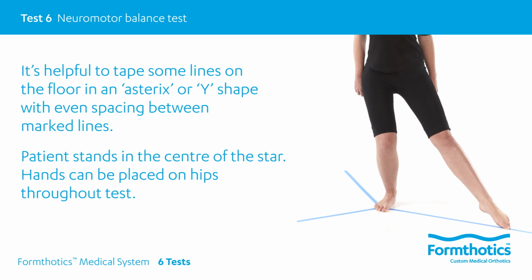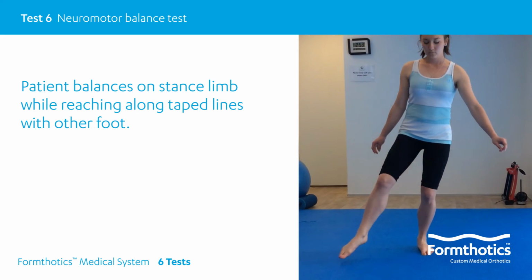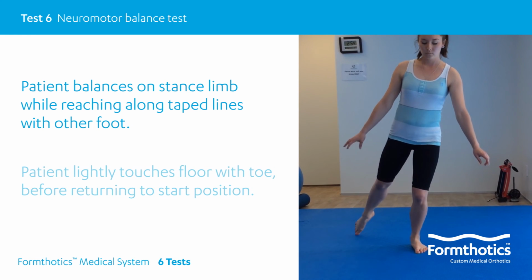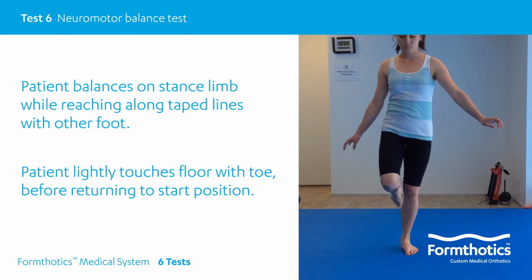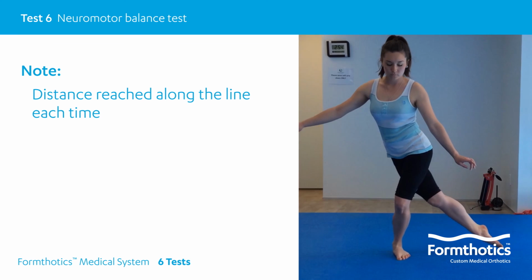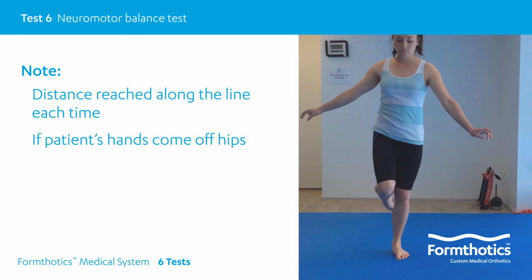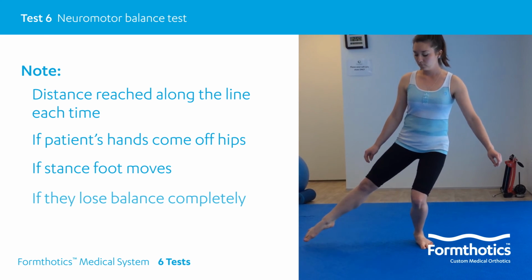Patients' hands can be placed on their hips, iliac crest, throughout the test. The patient will balance on the stance limb while reaching along the taped line as far as possible with the other foot, lightly touching the floor with the toe of this foot before returning to the starting position. Note distance reached along the line each time, if the patient's hands come off their hips, if the stance foot moves, or they lose balance completely.